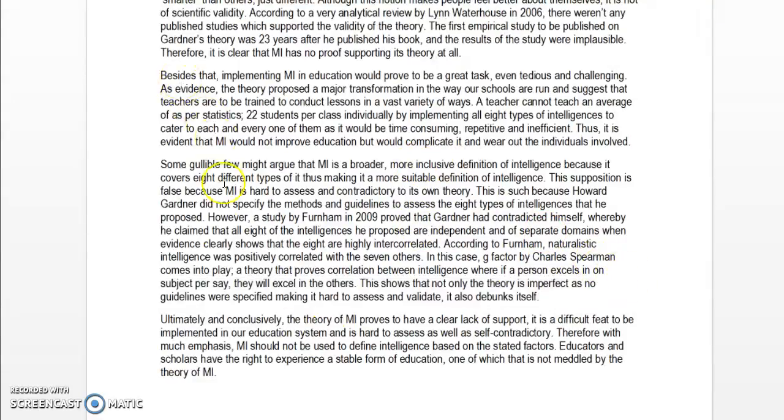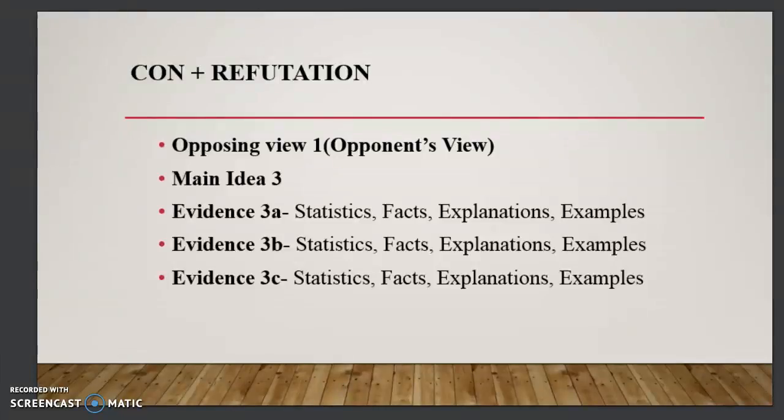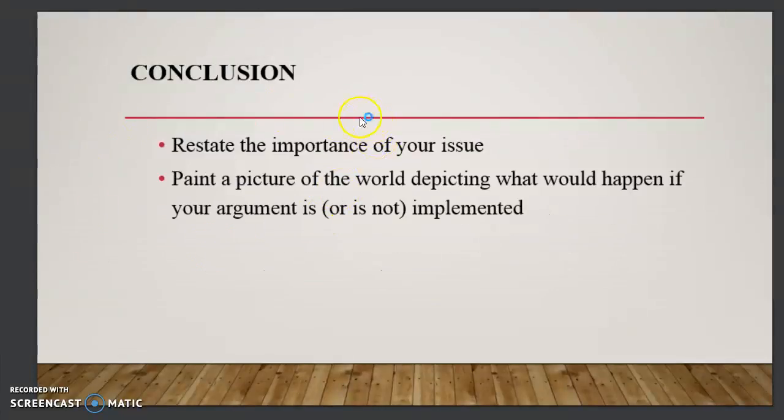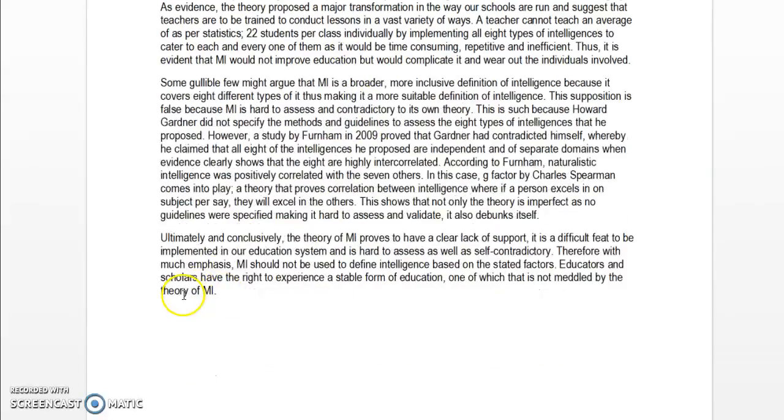Alright? Finally, let's look at the conclusion. In the conclusion, all you need to do is restate the importance of your issue. Basically, you are restating the thesis statement, but you cannot copy and paste from your thesis statement. You need to paraphrase it. Alright, you paint a picture of the world depicting what would happen if your argument is or is not implemented. So ultimately and conclusively, the theory MI proves to have a clear lack of support. So can you see, previously you said lack of proof, now you say lack of support. So this, you paraphrase it, you cannot copy and paste.